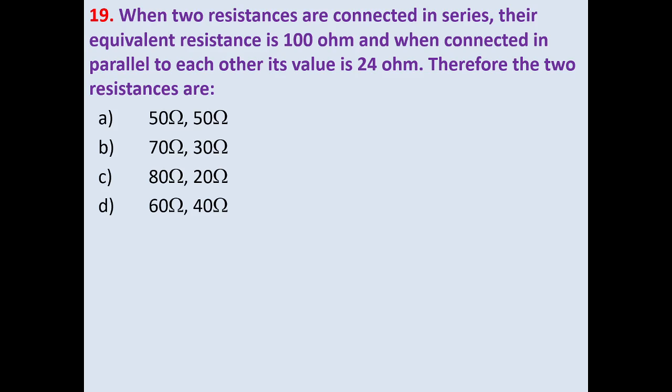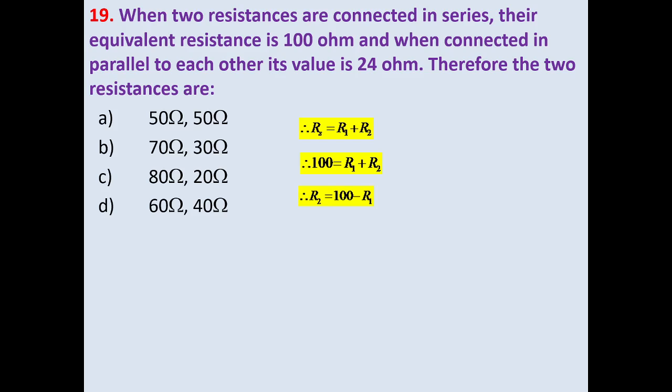When two resistances are connected in series, their equivalent resistance is 100 ohm. And when connected in parallel, it becomes 24 ohm. We have to find out the two resistances. So we use both the equation for series combination as well as parallel combination. So first we will use equation for series combination as Rs is equal to R1 plus R2. Whenever resistances are connected in series, its value is 100 ohm as given. So we write 100 is equal to R1 plus R2. From this equation, we write R2 is equal to 100 minus R1.